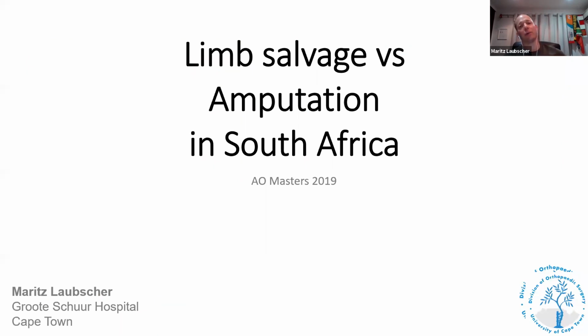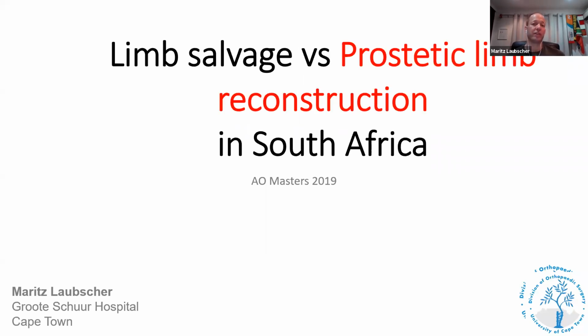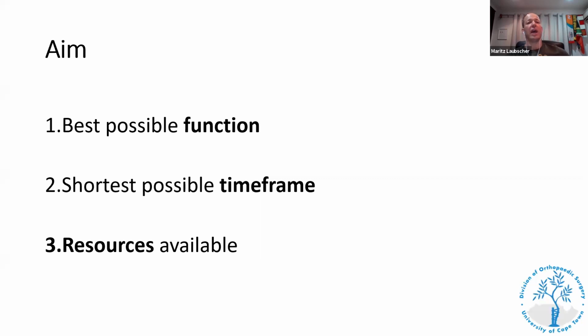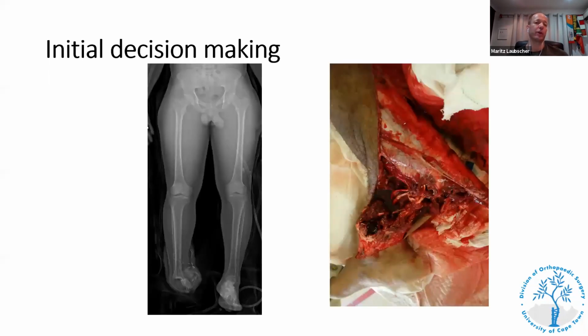And that's why I don't really like the terminology of limb salvage versus amputation. I give this lecture at the AO Masters course that's historically called limb salvage versus amputation, and I like to call it limb salvage versus prosthetic limb reconstruction, because amputation is really just the first step in prosthetic limb reconstruction. So you need to decide whether limb salvage is appropriate versus prosthetic limb reconstruction. And our aim is to give the patient the best possible function in the shortest possible time frame with the resources available at the place where we work.